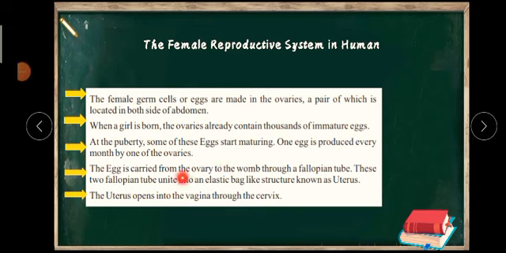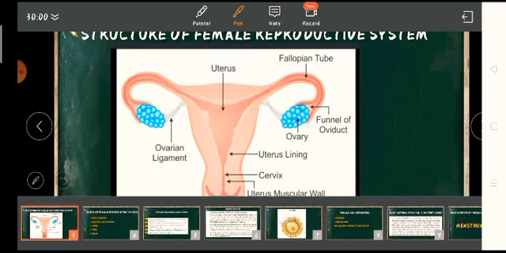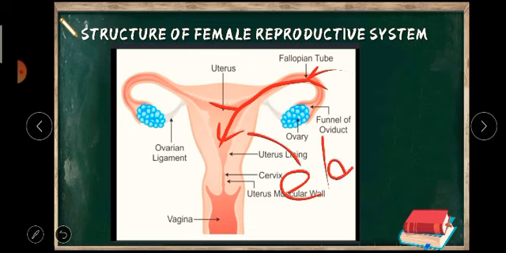The egg which gets mature in the ovary every month is carried to the womb. Womb means uterus, and it is carried by a fallopian tube. There are two fallopian tubes, tubular structures, and they end into a bag like structure, an elastic bag, and this bag is called uterus, which you already saw in this diagram. These fallopian tubes carry the ovum and let the ovum fall here in the uterus.